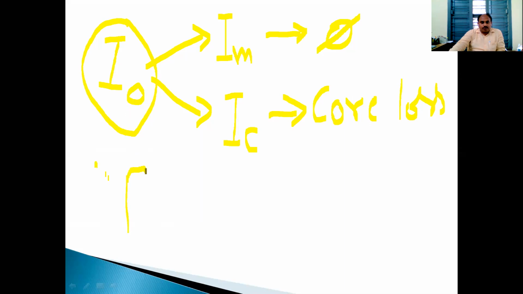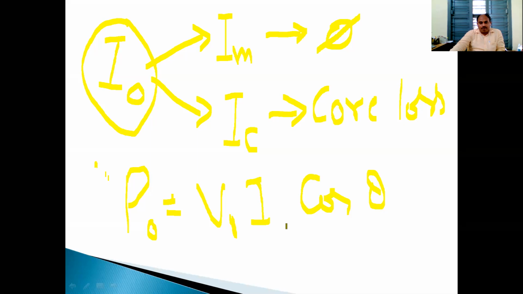The no load power of the transformer is represented with P naught equal to, in an AC circuit, the voltage, current and the power factor. This is the single phase power equation of the AC circuit. No load power means P naught. And the input supply voltage, we apply voltage to the primary.